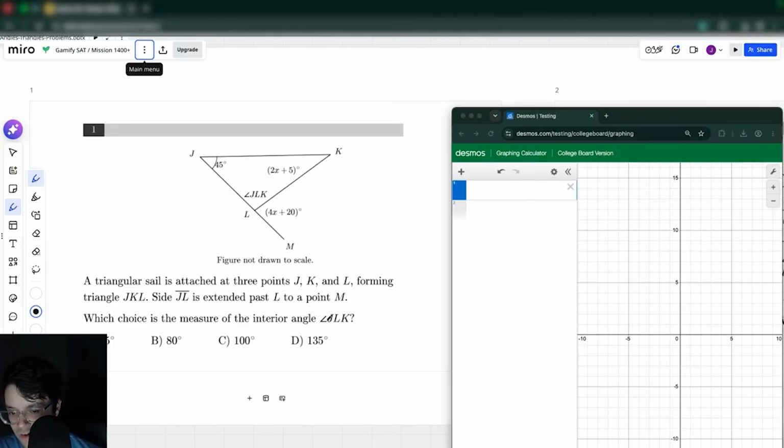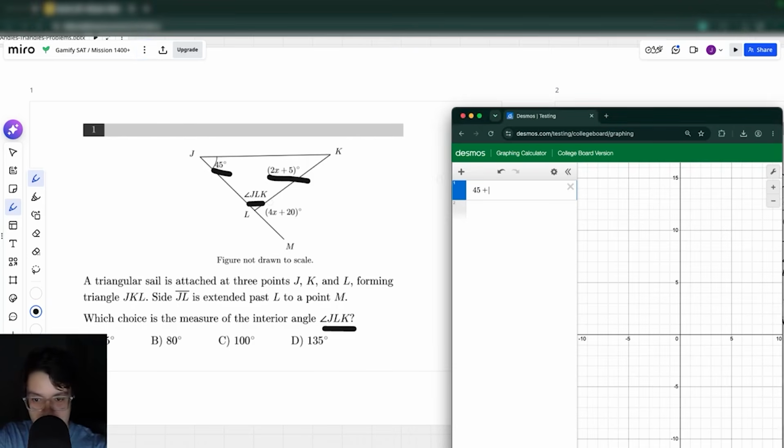So we're trying to find what JLK is. All this information is just describing what we have here. Pretty easily, we can see that this thing and that thing must add together to 180 degrees because this is a triangle. So I can do 45 plus (2x plus 5), in parentheses just in case, plus y. I'm going to use y to describe that one, and that must together equal 180 degrees.